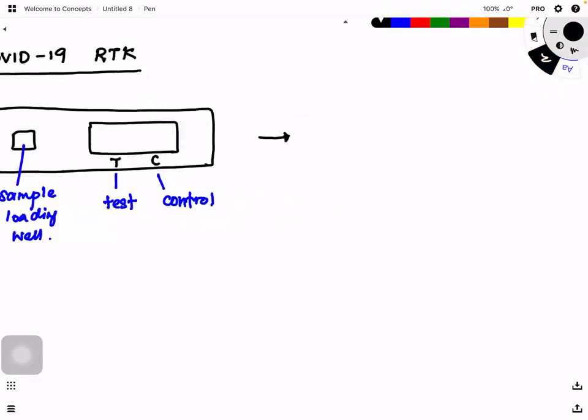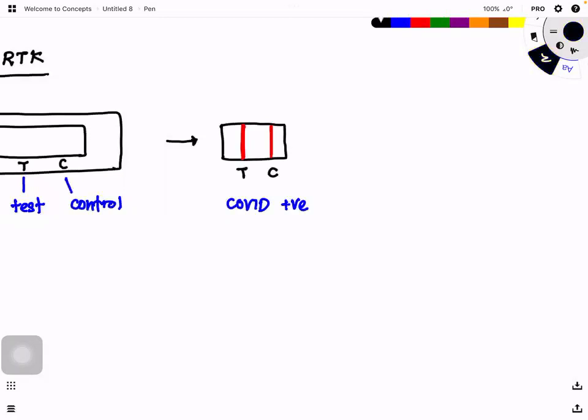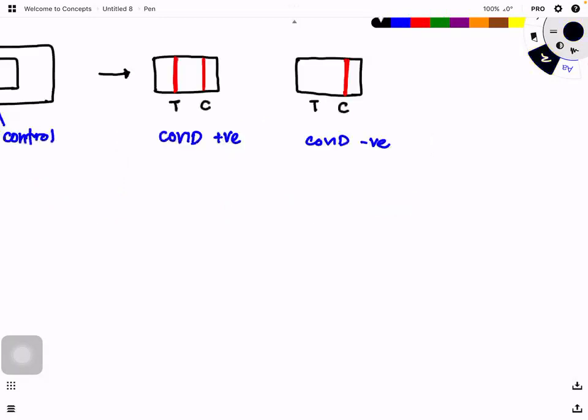So in the result, after we try it out, if you can see that T appears as one line and C appears as another line, then COVID positive. If you have just one line at C, like this, then COVID negative. Hopefully after today you can actually explain to your parents why.